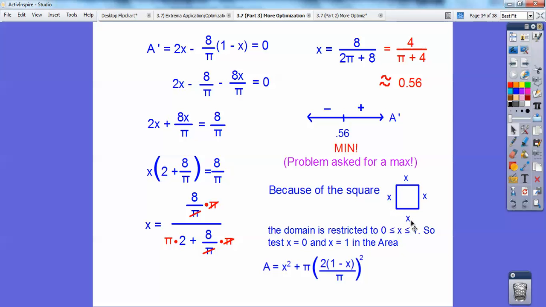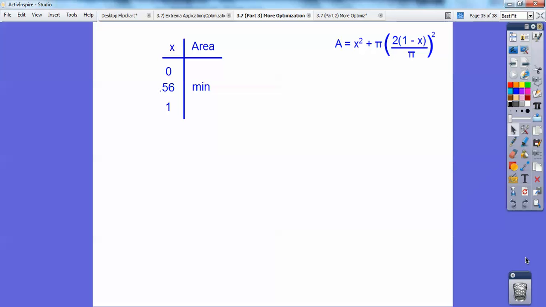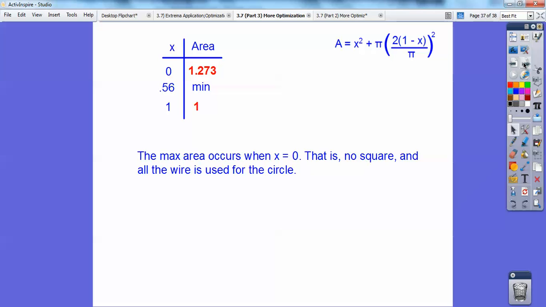So I'm going to test my endpoints, x equals 0 and x equals 1, in my area function, because I already know x equals 0.56 is a minimum. I did that over here. When I plug in x equals 0, I get an area of 1.273, and when I plug in x equals 1, I get 1. So my maximum area is when x equals 0. That's when I don't have a square and all the wire is used for the circle.